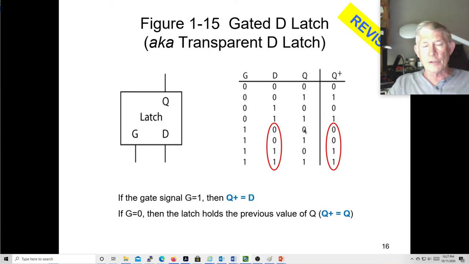So if you have the present state of Q and then D goes to a 0, it's going to take it down. If Q is 1, it's going to go to 0. So basically, the next state of Q follows D. Now, this is a little confusing because there's actually no clock. What this means is when D changes, then Q plus is going to change. If the gate signal is high, then Q plus equals D. Whereas if the gate is low, then Q plus equals Q.